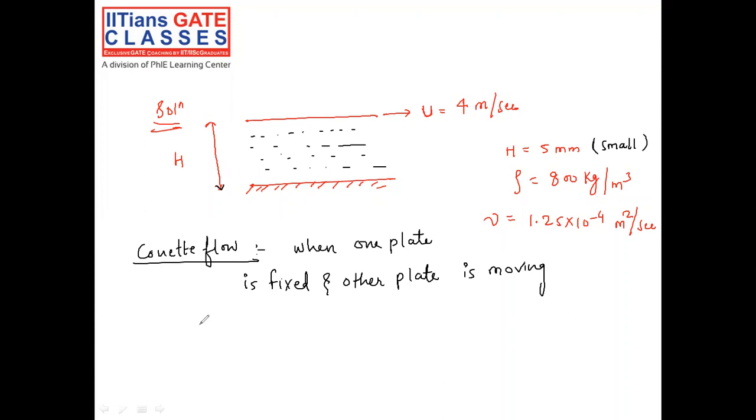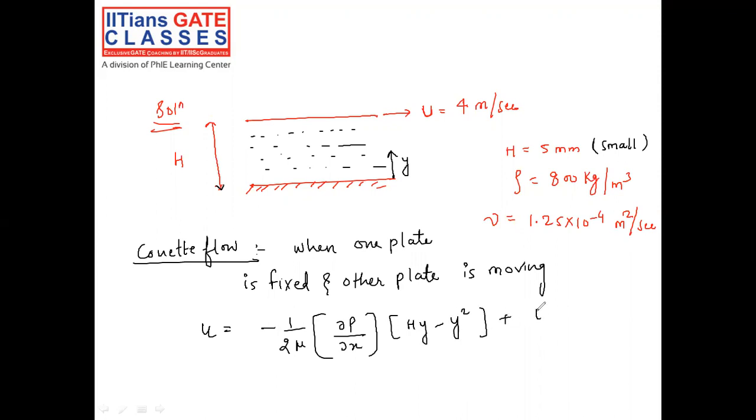Of course, we have the formula also. What is the formula? Minus 1/2 mu dou p by dou x, into y, where y is the distance from the bottom plate, that is the fixed one, minus y square, plus u into y upon h. Here, in the question, they have mentioned to neglect the pressure gradient. That means this term will be 0. We have to neglect this particular term.